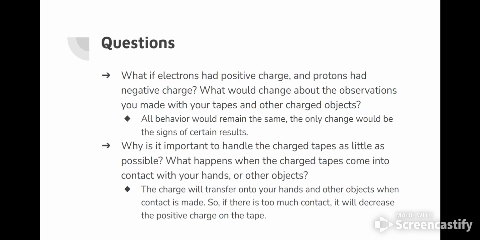The question that I considered while doing this lab is: what if electrons had positive charge and protons had negative charge? What would change about the observations I made with the tapes and other charged objects? I said that all behavior would remain the same. The only change we would see would be the signs of certain results changing.